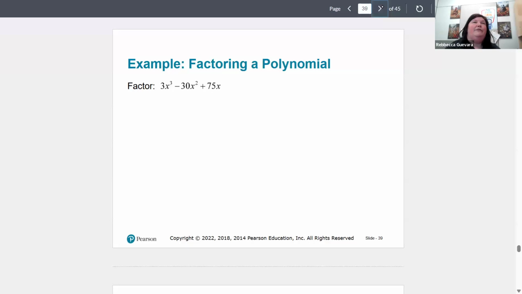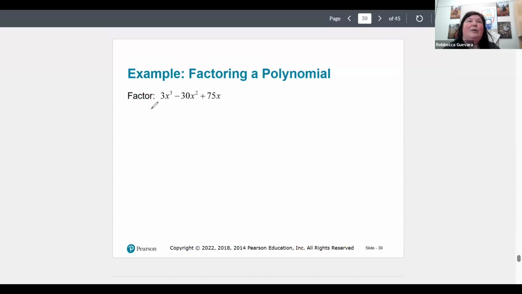We're going to go through some examples. First step, do I have a GCF? Well, we have a 3, a 30, that's divisible by 3, and 75, that's divisible by 3. So all of them are divisible by 3. We have an x cubed, x squared, and an x. All of them are at least divisible by x. So we do have a greatest common factor.